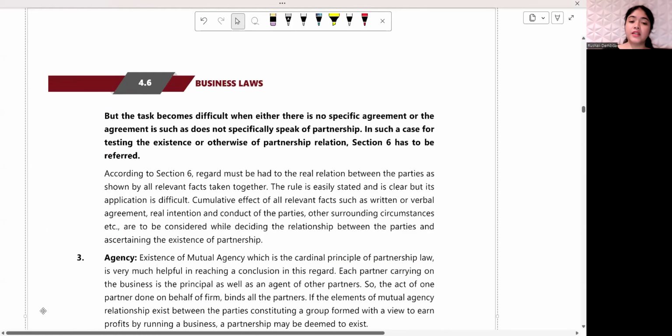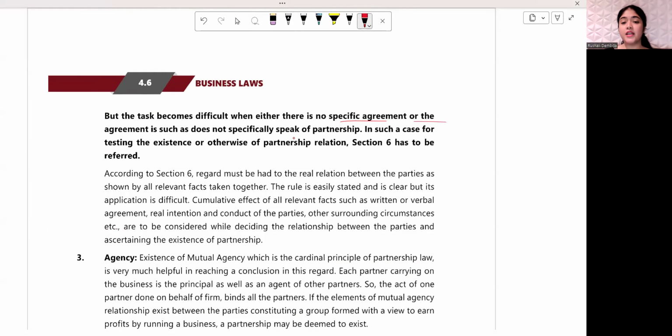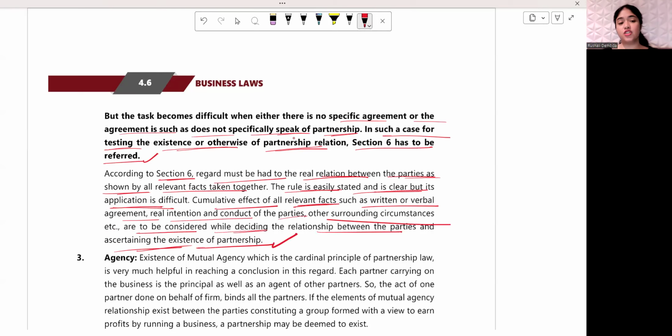But the task becomes difficult when either there is no specific agreement or the agreement does not specifically speak of partnership. In such a case, for testing the existence or otherwise of partnership relations, section 6 has to be referred. And as per section 6, regard must be had to the real relation between the parties, as shown by all relevant facts taken together. The rule is easily stated and is clear, but its application is difficult. The cumulative effect of all relevant facts, such as written or verbal agreement, real intention and conduct of the parties, and other surrounding circumstances, are to be considered while deciding the relationship between parties and ascertaining the existence of partnership.